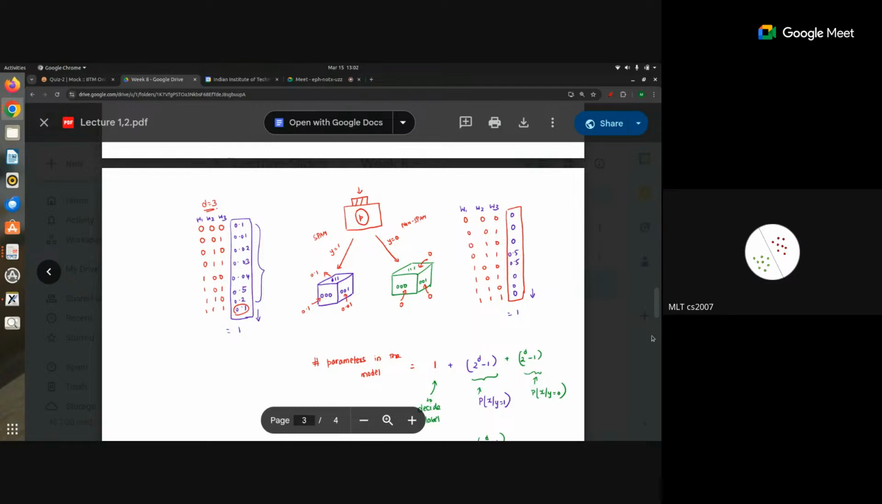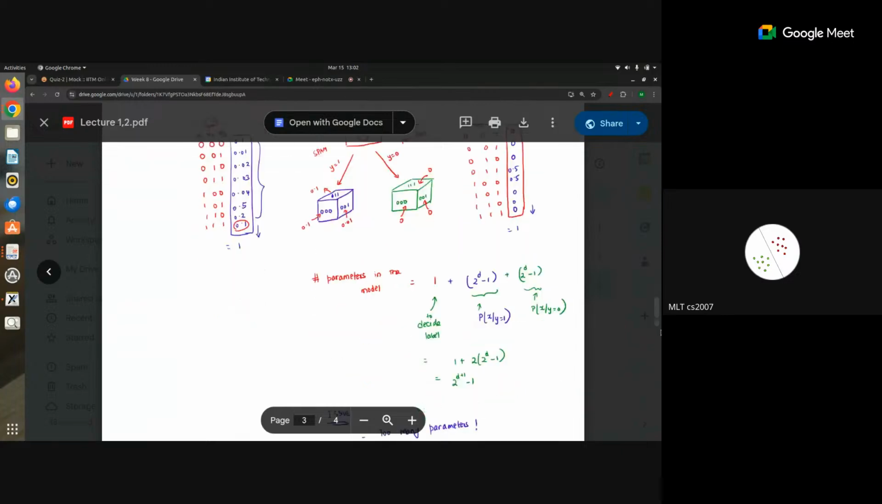What you do is you just throw dice and you find out which word occurs and what is the class corresponding to it, and based on that the parameters will be decided, right? That is the case here when we think about these features being dependent on each other.